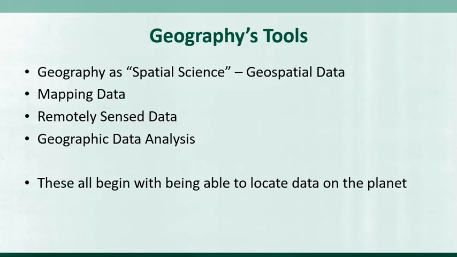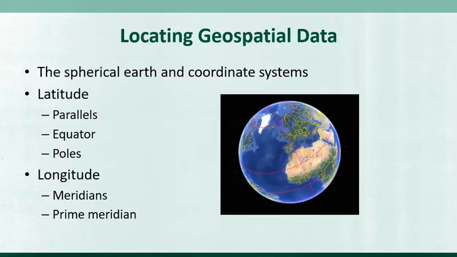We refer to that as geospatial data. It means we can map it. It means we can take pictures of it from a satellite or an airplane. It means that we can analyze it in a geographic way. All of these different things are ways that geographers look at the world. But they all ultimately begin with the ability to actually put a piece of data someplace on the planet and understand why it's there. So that brings us to the idea of latitude and longitude and the creation of a coordinate system on the planet.